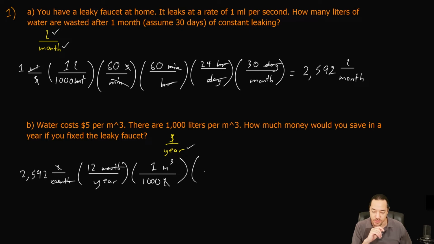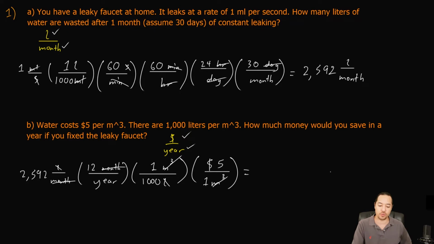And we're going to convert cubic meters into dollars, right? So we'll have $5 for every 1 cubic meter. We could write a 1 here if we wanted to. And that'll cancel out the cubic meters, leaving us with dollars in the numerator, which completes our goal.